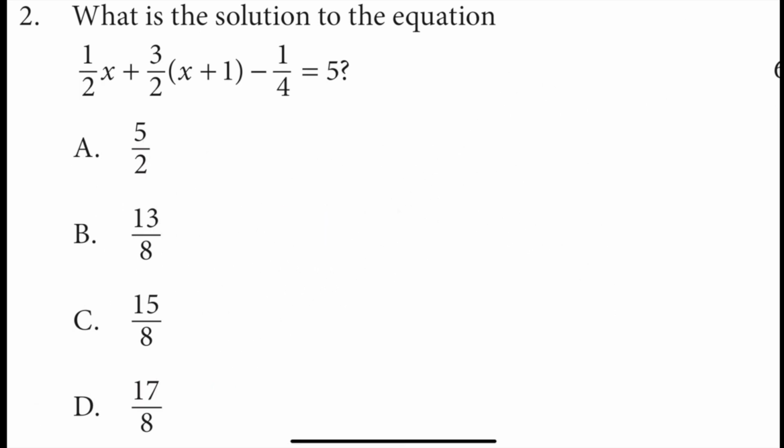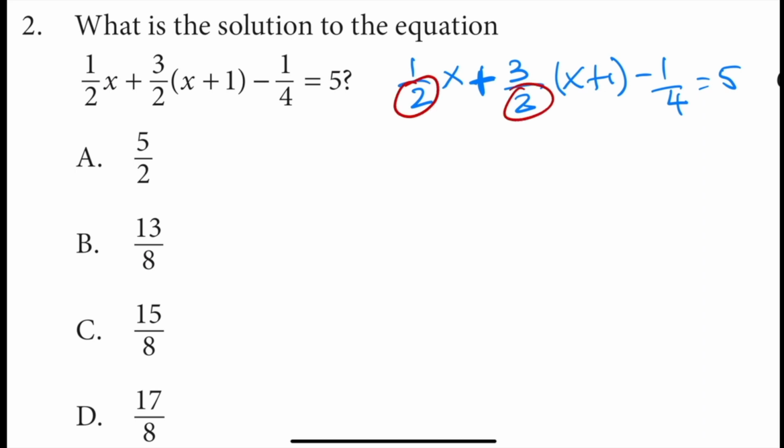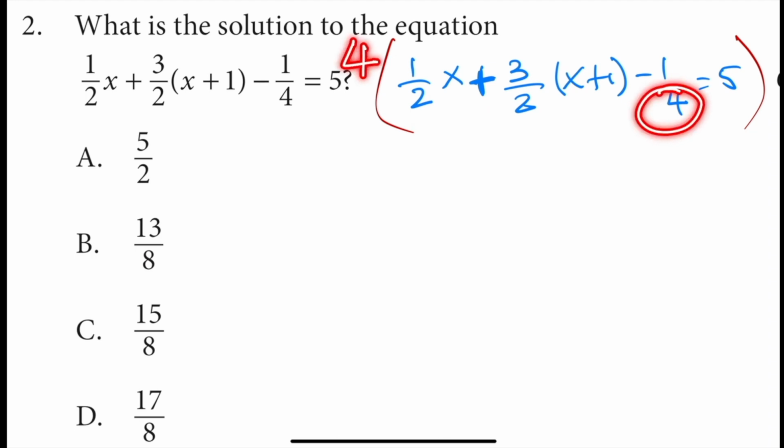Number 2. What is the solution to the equation? A couple problems here. Fractions, right? That's kind of the problem. One thing to do is, let's get rid of those fractions, guys. If I want to get rid of the denominator, which is basically the fraction, what I do is I multiply the whole equation by that denominator. If I want to cancel a 2, I multiply by a 2. If I want to cancel a 4, I multiply by a 4.